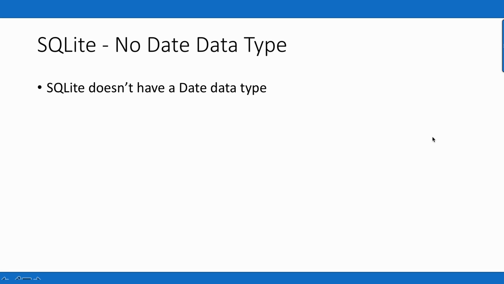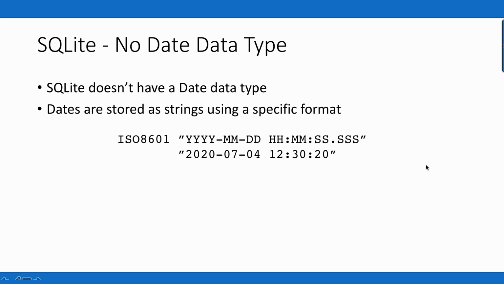It is important to know how dates are stored in SQLite. SQLite does not have a date data type, so date values are stored as strings. SQLite provides a specific structure for storing dates, as shown in this example. With this format, dates can be easily stored and used in conditional statements, such as checking whether a date exists between 2 dates.